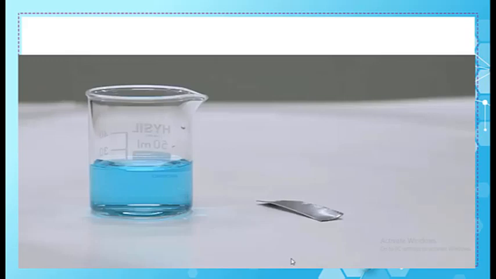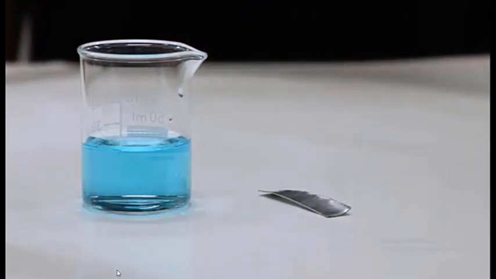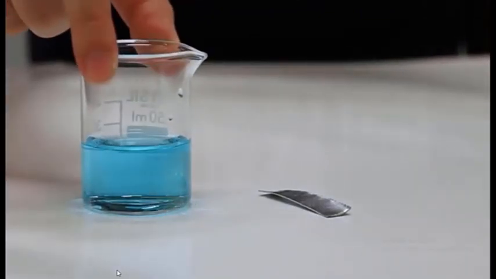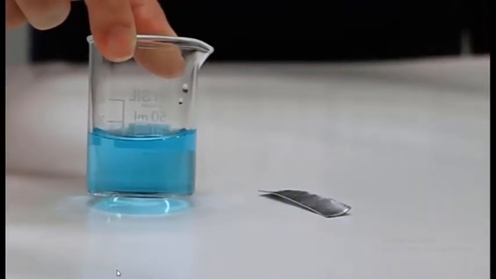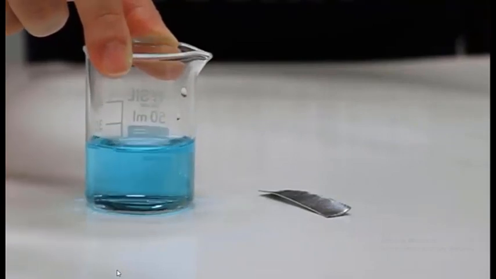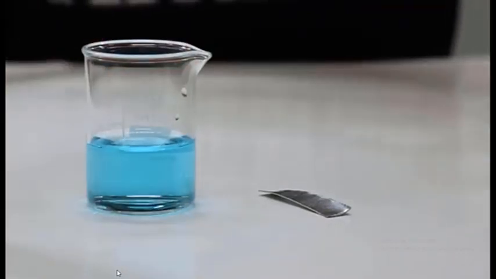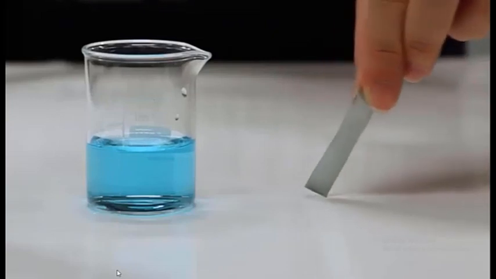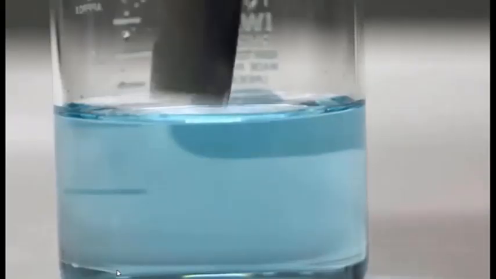Let us watch this video that elaborates what happens in this chemical reaction. In this experiment, we are looking at the displacement reaction of metals. The chemicals that we will need are a beaker of copper 2 sulfate solution as well as a strip of zinc metal. What do you think will happen if we place this piece of zinc into copper 2 sulfate solution? Let's find out.